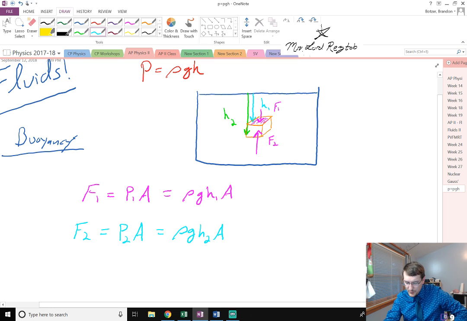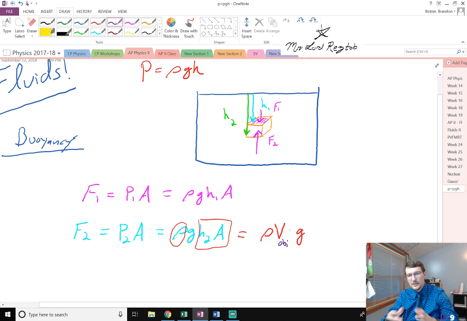Now, what we start to realize, and we talked about this when we worked out the initial pressure equation, is that if you have a density and a height combined with an area, what you really have is a density times a volume times g. This is the volume of the object, which means that's the volume of the liquid that is being displaced. And this is the density of the liquid.